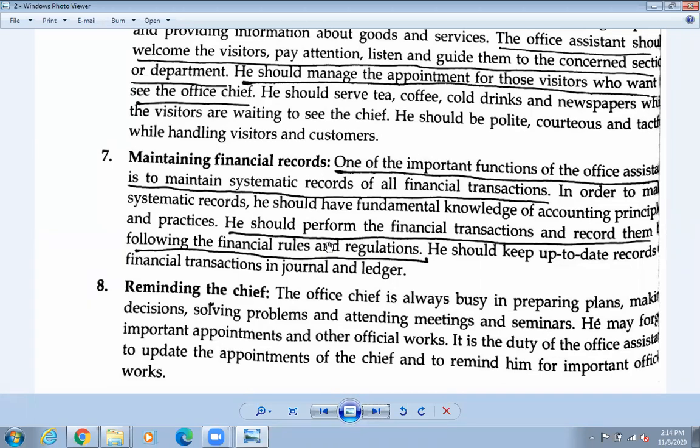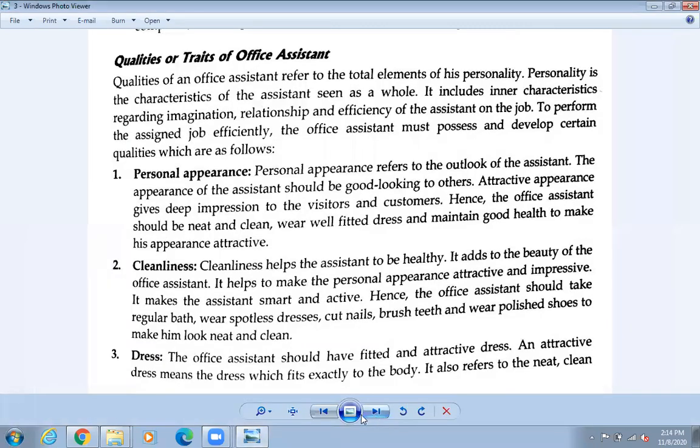So all expenses and loss, debit, credit, everything you have learned in class 8. That kind of knowledge you must know: what is called expense, what is called income, what is interest, what is accurate income. You must know everything. Your records must be up to date, the journal and ledger, which are simple words of accounting, you must know. Other points are also there: reminding the chief, since he may forget something, and reminding him is also your job. That is the office assistant's duty, and there are other things too.